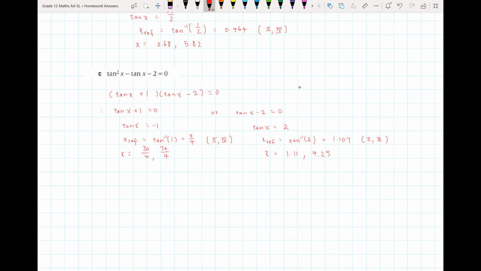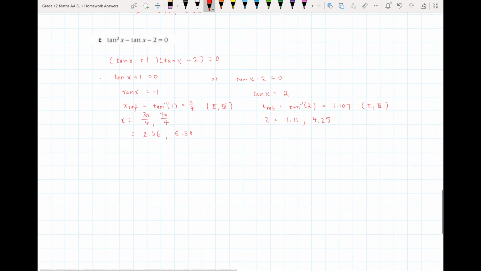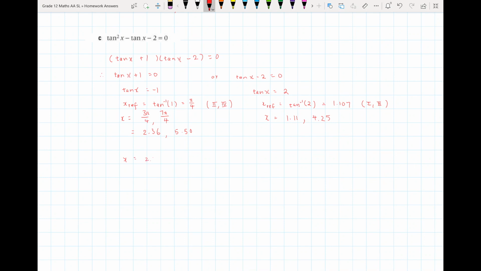Oh, because the question asked for 2 decimal places, I have to write this in decimal places. So I still have to use my calculator for this. So this is 2.36 and 5.50. So maybe if you want to be really specific, then just write everything down on the same line. Otherwise, if it's obvious, then the examiner will know anyway.